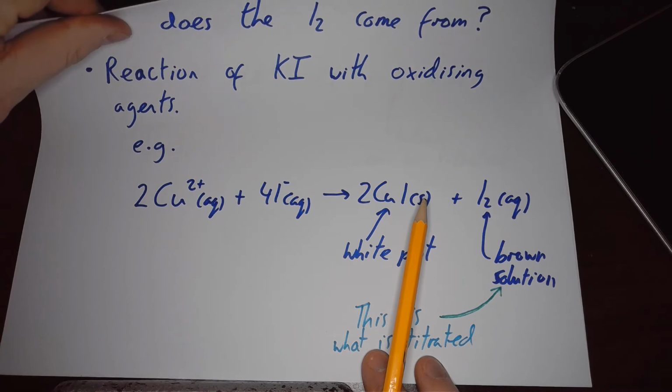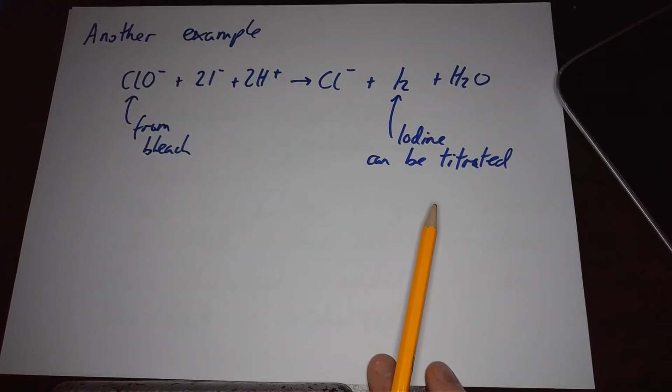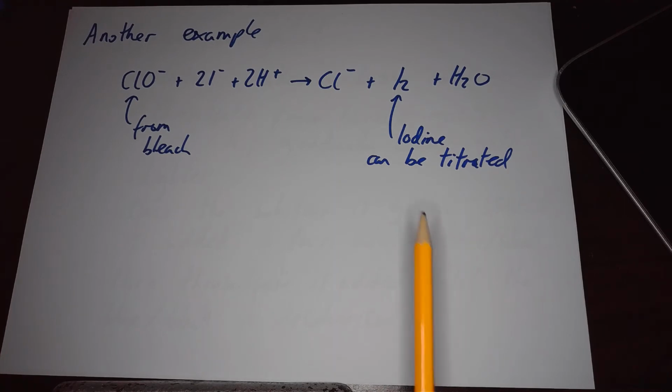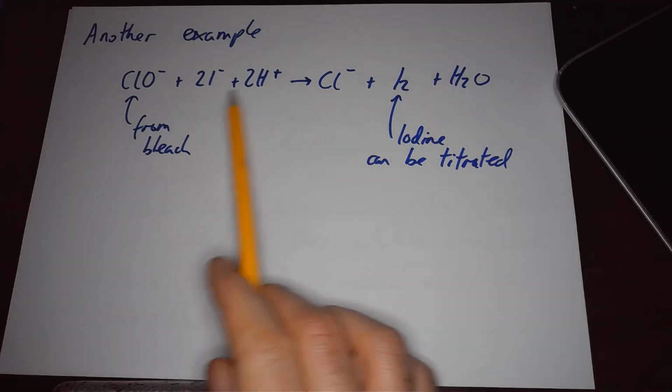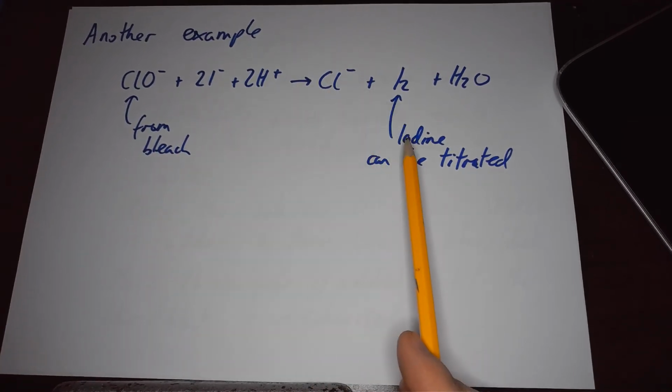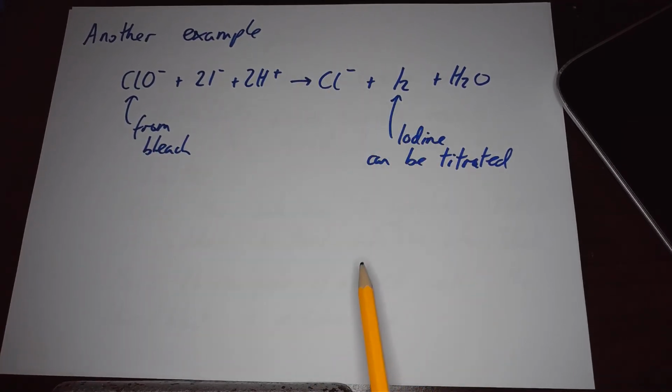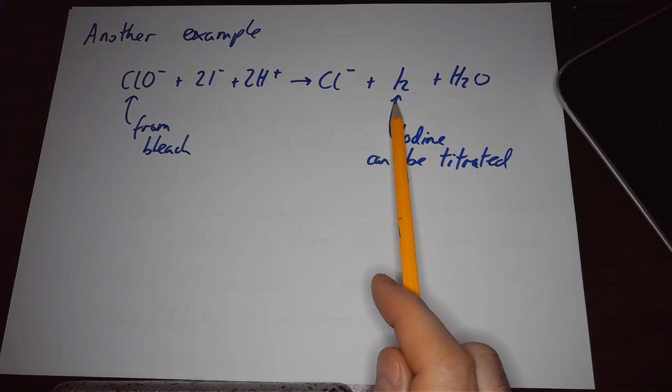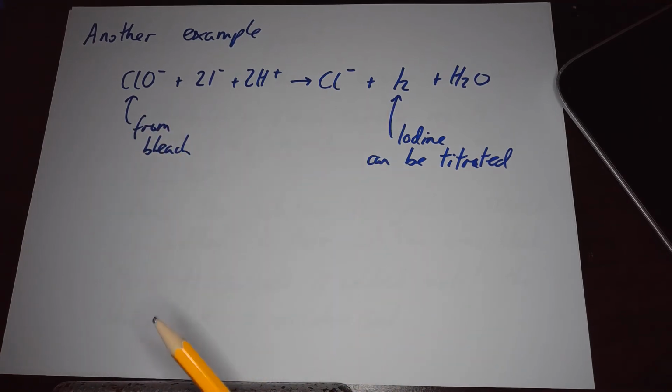Another example, you could do the chlorate. You'd add potassium iodide, again in acid conditions this time. So this could be from bleach, and again it liberates iodine, and that could be titrated. And if you know how much iodine there is, you can work backwards to work out how much chlorate ions there are.